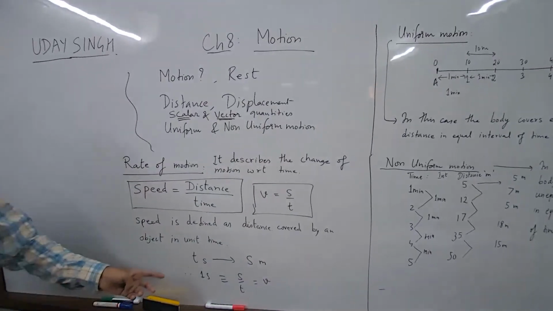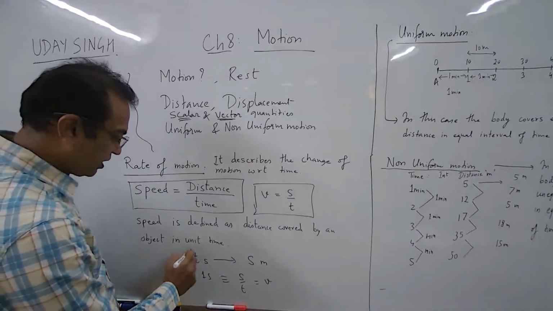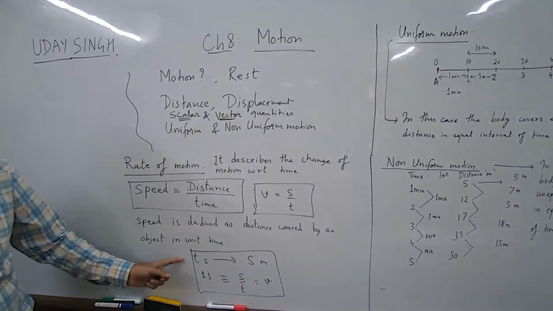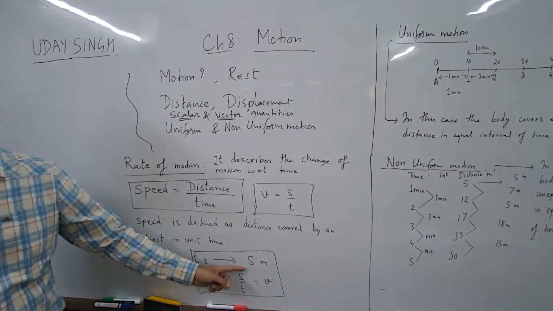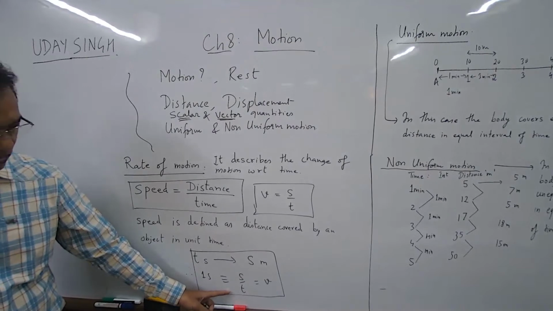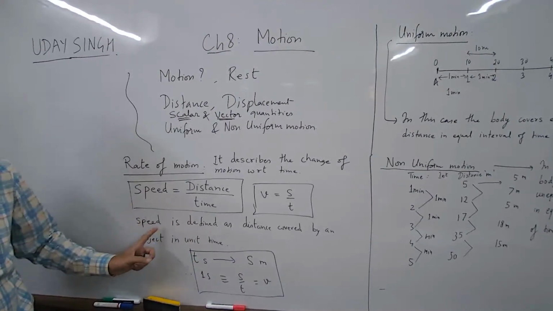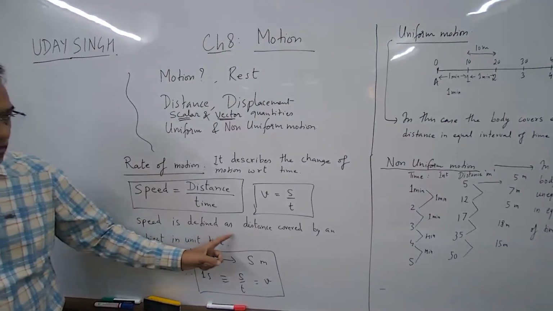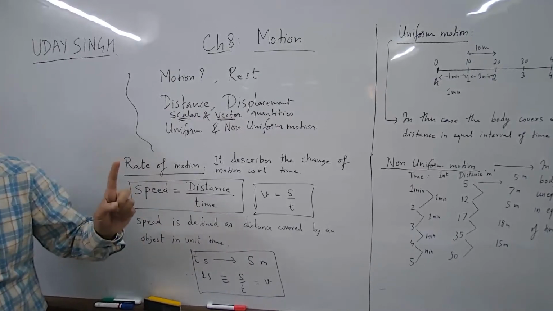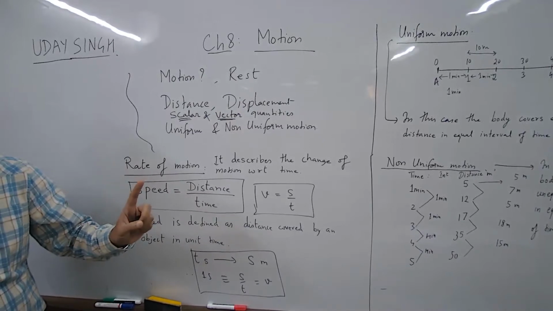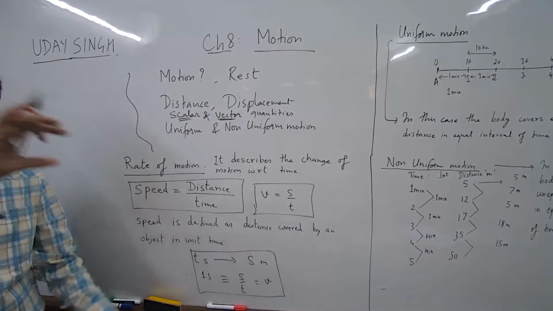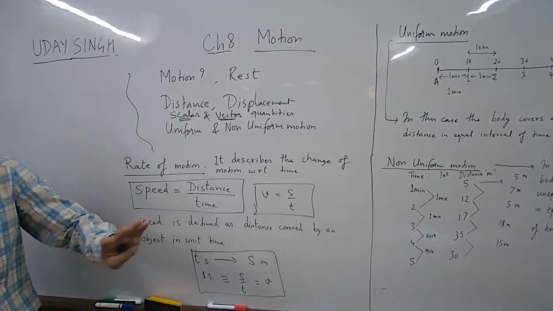Okay, so this is nothing but plain application of the unitary method. If any object in t seconds covers s meters, then in 1 second how much will it cover? s by t, which by definition is speed. So it is defined as the distance covered by an object in unit time, in 1 second. Unit time is 1 second. Clear? Okay, so we are studying it from all sides, so get used to it.